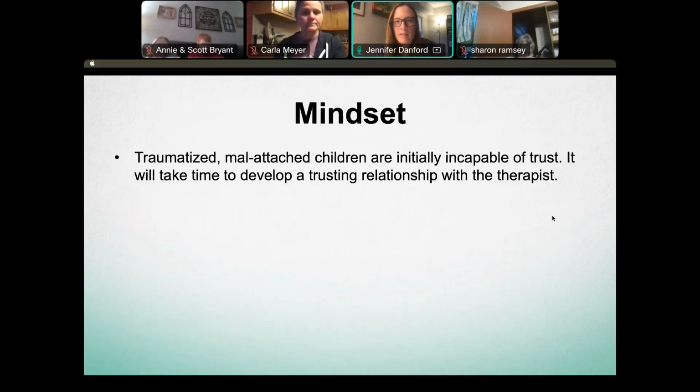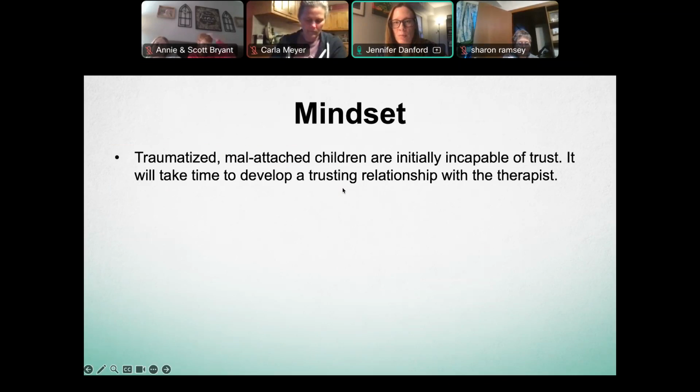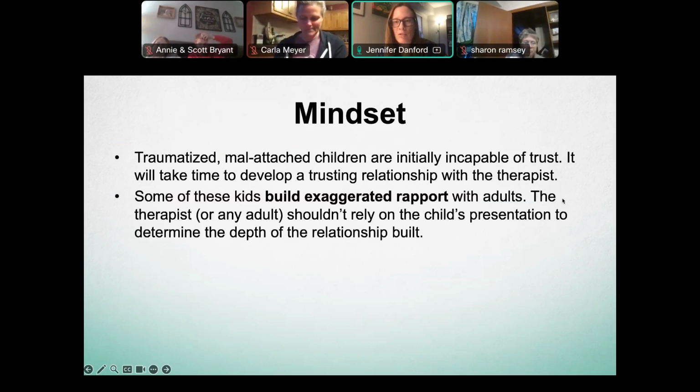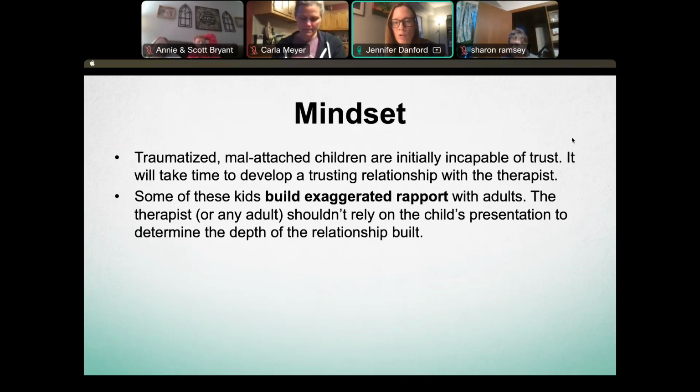So just a couple things about mindset. Again, I think they touched on some of this, but traumatized kids who are not attached initially don't have a capability of trust. So knowing that it will take time for them to develop that trusting relationship with a therapist. Again, we talked about this earlier too, but some of these kids build exaggerated rapport with adults. So like they act like they've connected with someone really well, especially if they're a stranger or a teacher or an authority figure. So you should make sure that this therapist knows what they're doing, and doesn't rely on that presentation to assume that trust is there and they can work on things.